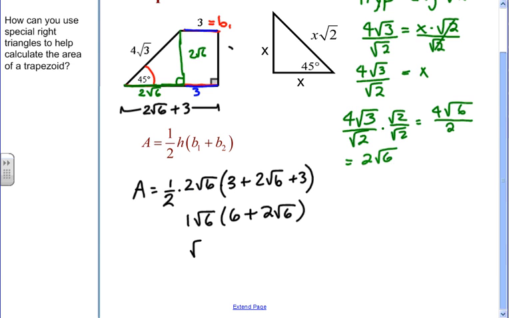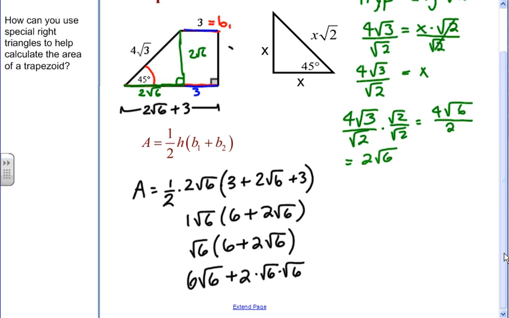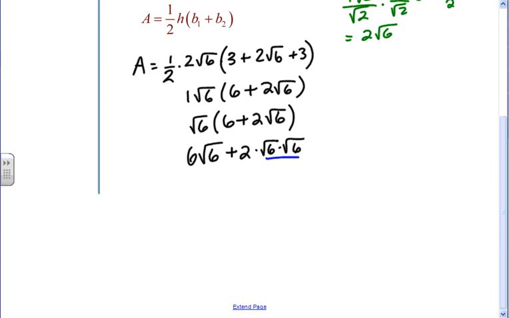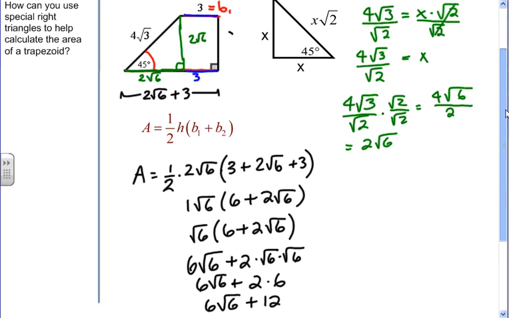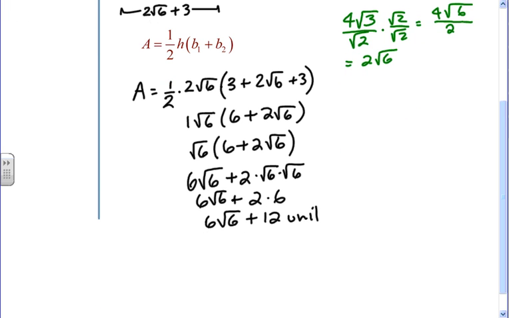So really, we have root 6 times 6 plus 2 root 6, and we can distribute. 6 times root 6 is 6 root 6, and root 6 times 2 root 6 is going to be 2 times root 6 times root 6. I wrote this out for a reason. Root 6 times root 6 is the square root of 36, but the square root of 36 is 6. We want to multiply that by 2, and then we're going to add 6 root 6. So finally, simplified, my answer would be 6 root 6 plus 12. And in this case, I didn't give any units, so we would write square units. Whew, that was a tricky problem.